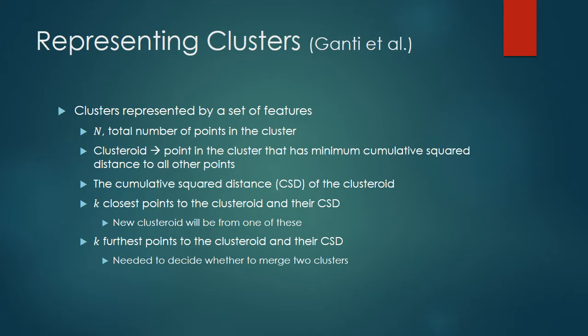So, when you say cumulative square distance, how would I calculate that? You take any two points. Let's say that I want to measure the cumulative square distance from me to everybody else. So this distance squared plus this distance squared and so on. It's a sum of squares to everything. Okay?